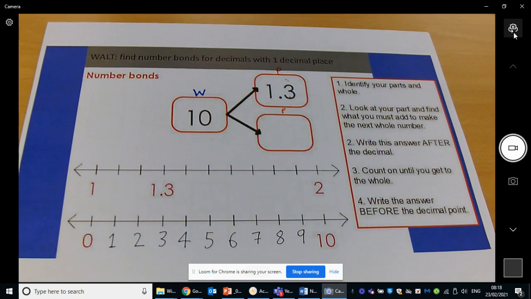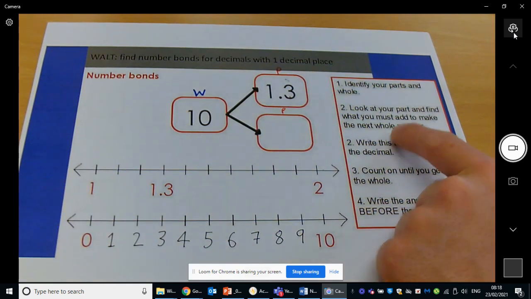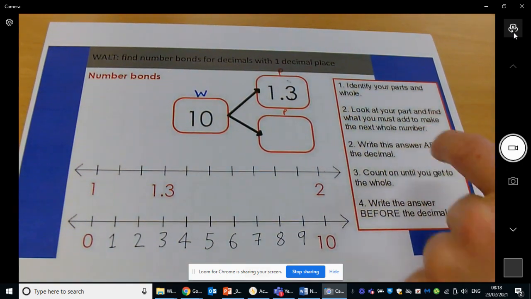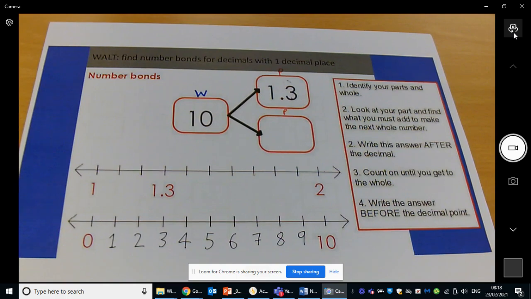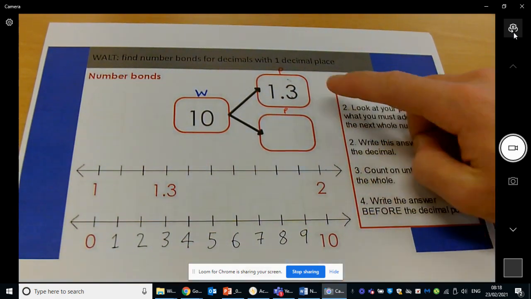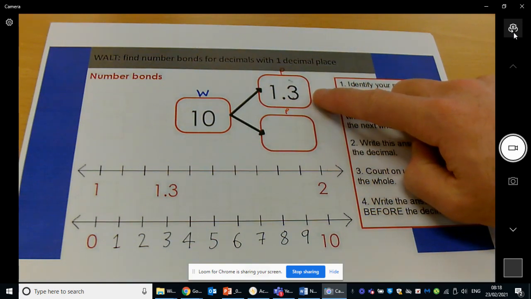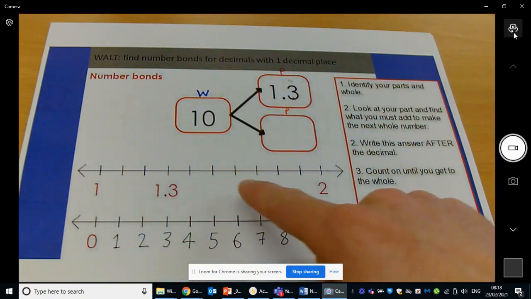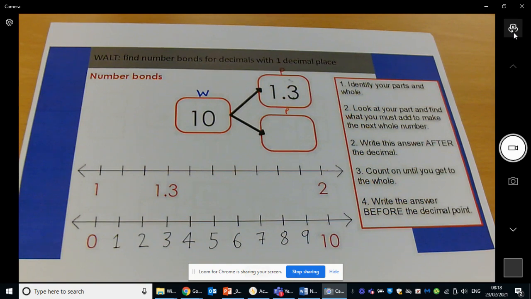Now, what I would like you to do is pause the video and do step 2 by yourself. So look at the part and find what you must add to get to the next whole number. So the part that we know is 1.3. What do we need in order to get to the next whole number? Use this first number line to help you. Pause the video now. Can you find out what that's going to be?